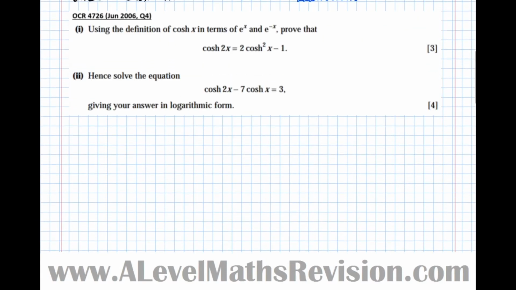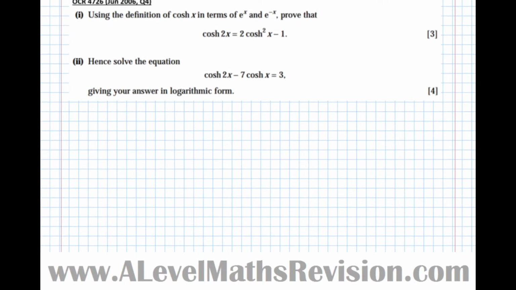So this question says, using the definition of cosh x in terms of e to the x and e to the minus x, prove that cosh of 2x equals 2 cosh squared x, take 1. Let's get straight in there and do this one. So, cosh of 2x, from the exponential definitions, is a half e to the 2x plus e to the minus 2x.